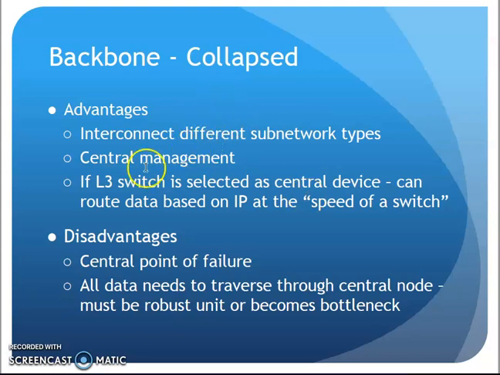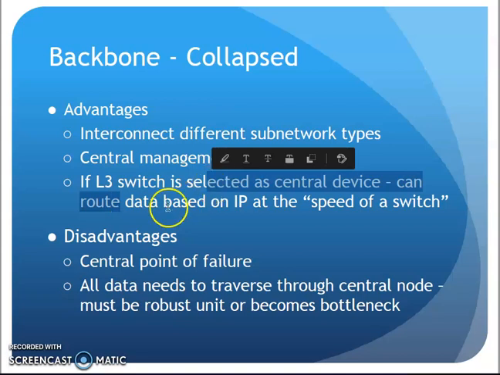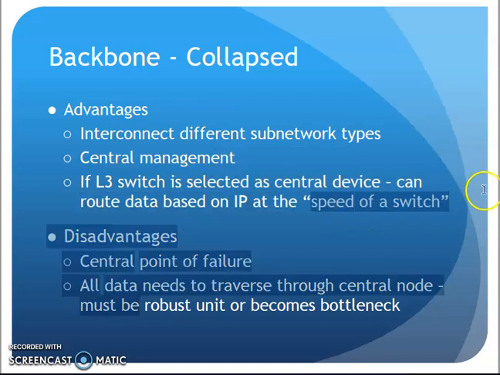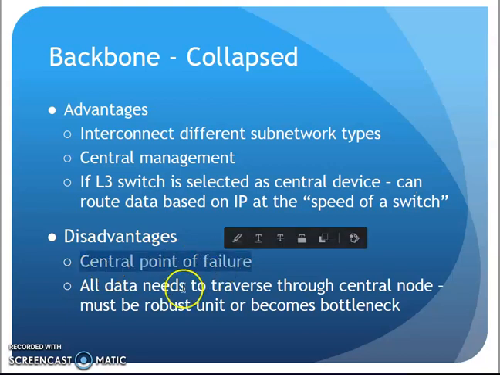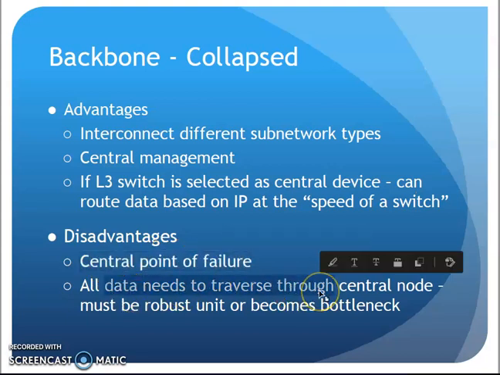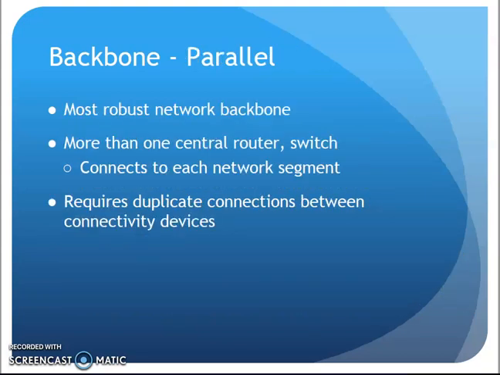I can connect my different networks. I have central management. If I have that layer 3 device, I can route the data through, but at the speed of a switch. So I'm trying to do the best of both worlds. I still do have central points of failure, and all the data does need to move through that bottleneck. So there are still limitations. It's not perfect. The last model will be a parallel backbone, and this is usually when the need arises.